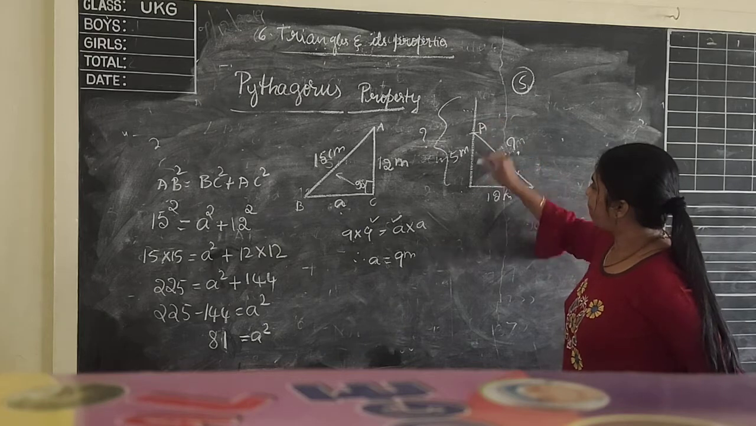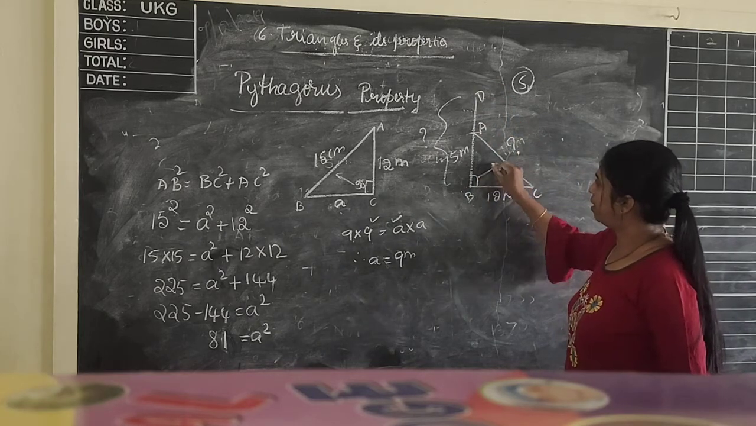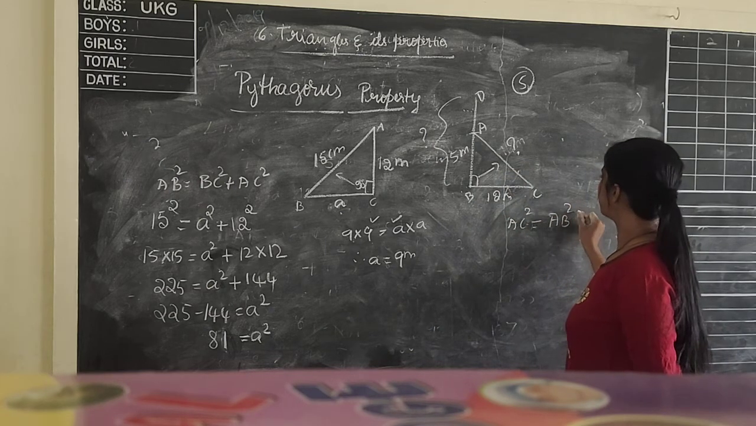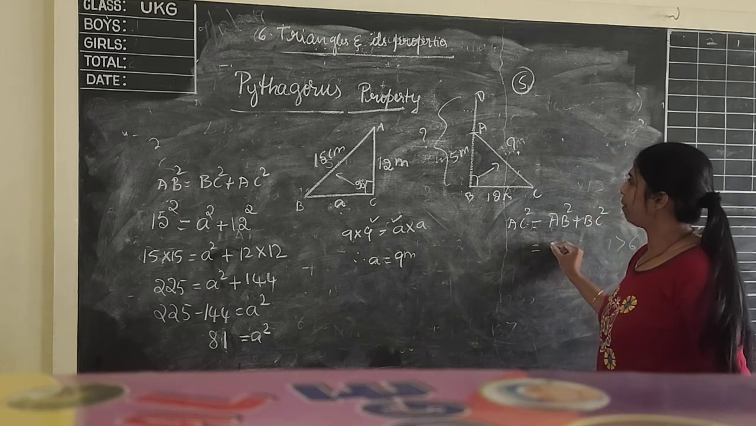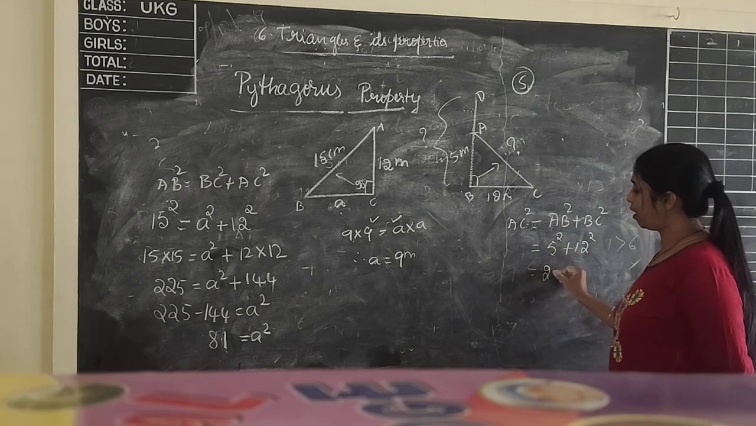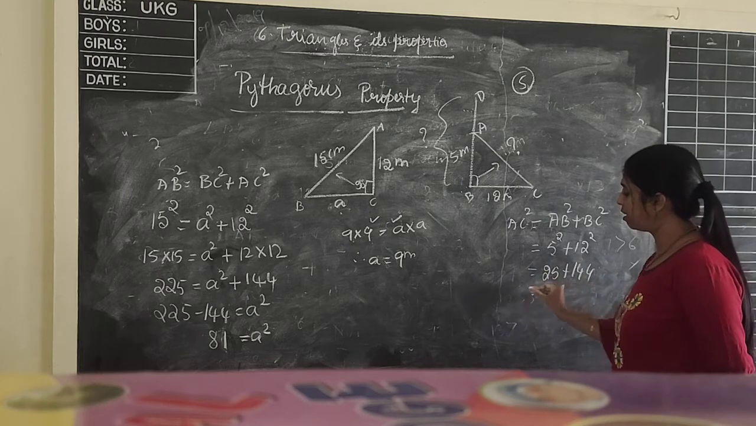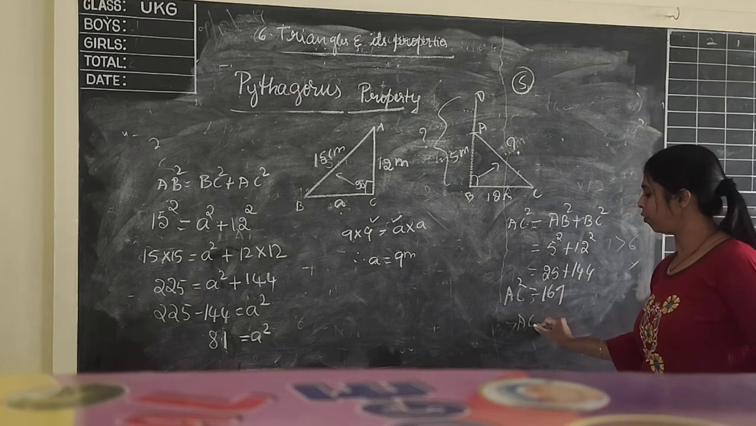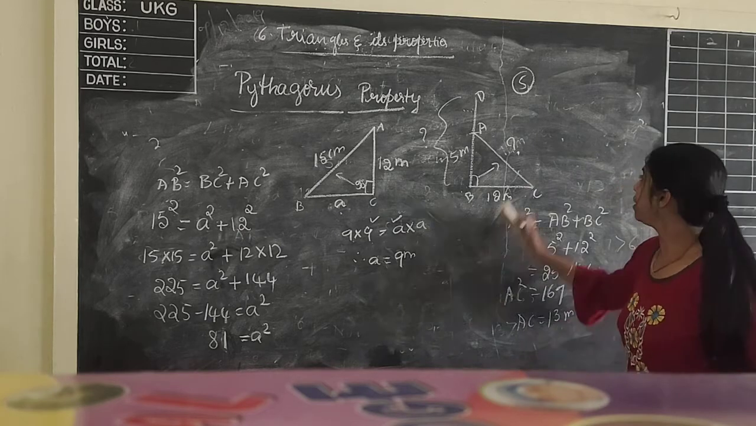Now apply A, B, C, D. First, this is 90. AC square is equal to AB square plus BC square. That is equal to AB means what? 5 square plus 12 square. 5 square is 25, 12 square is 144, it is 169. We have done that in the before problem. AC equal to 13 meter. Correct? AC 13 meter.